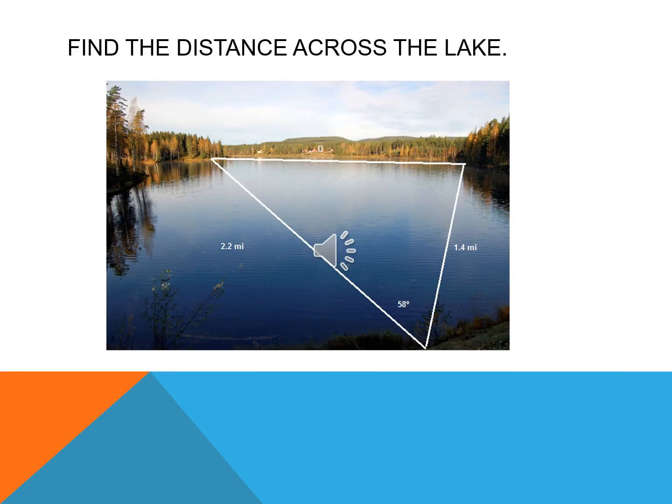In this example, we're trying to find the distance across a lake, and we have some surveying information. We've measured one point that we know is 1.4 miles from where we are, and another point that we know is 2.2 miles from where we are. The angle between those locations from our surveying point is 58 degrees. This is a perfect place for us to use the law of cosines. Notice I cannot use law of sines because I don't have another angle that I would need. And so you would get stuck with having too many variables if you tried to use law of sines.